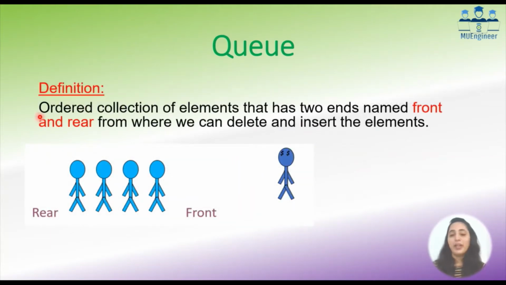If we look at the proper definition, a queue is an ordered collection of elements. Yes, it maintains some sequence, some order, and it has two ends. The first is named the front and the next is named the rear. These are the two ends of the queue from where we can delete and insert elements.